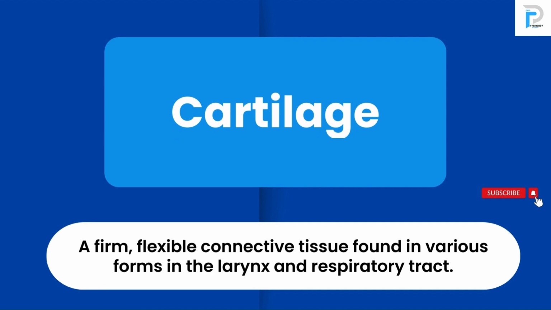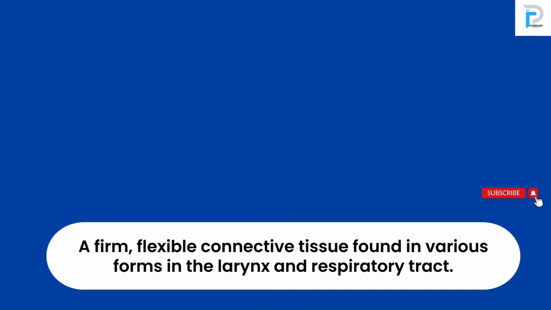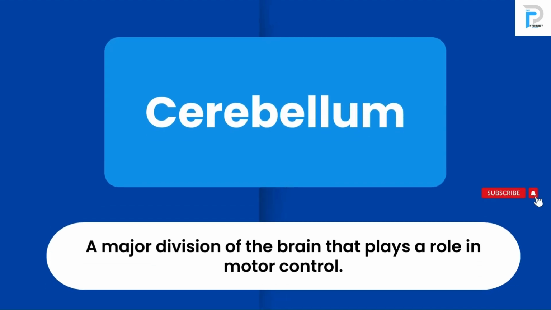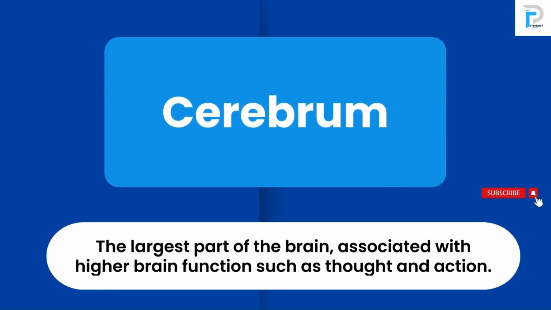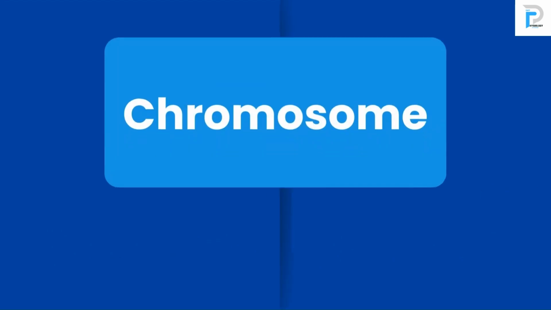Cartilage. A firm, flexible connective tissue found in various forms in the larynx and respiratory tract. Cerebellum. A major division of the brain that plays a role in motor control. Cerebrum. The largest part of the brain, associated with higher brain functions such as thought and action. Chromosome.